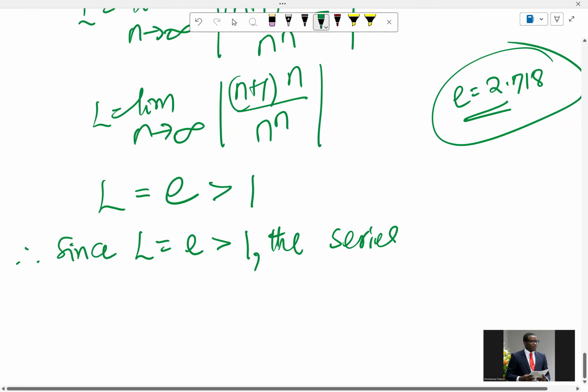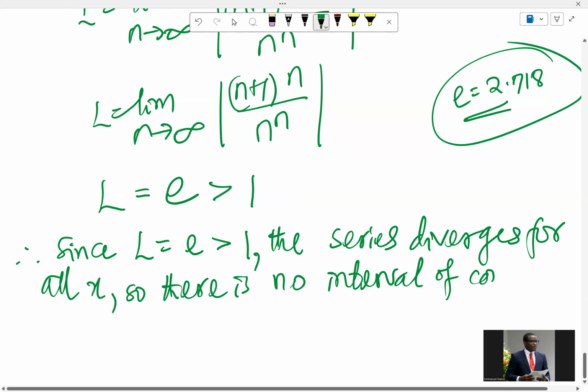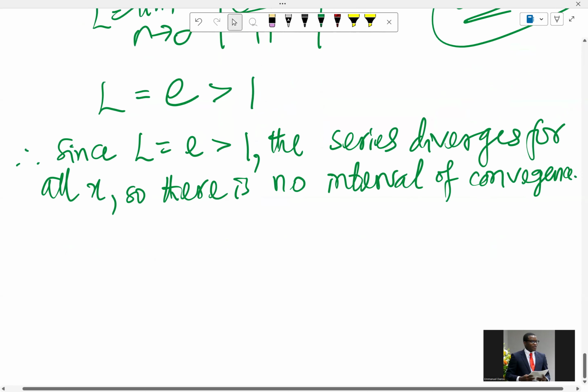The series diverges for all x. It diverges for all x. So there is no interval of convergence. There's no interval of convergence. So that's how that goes.